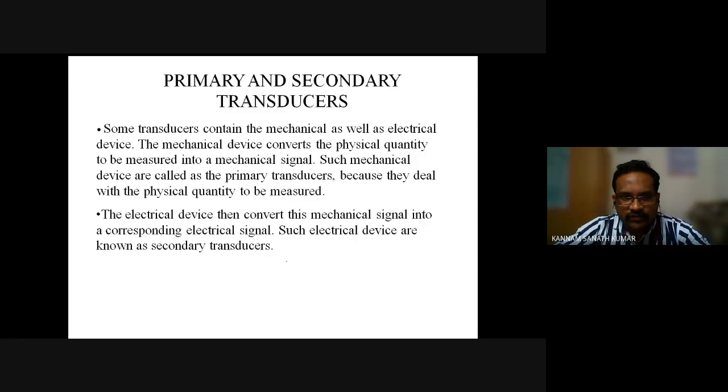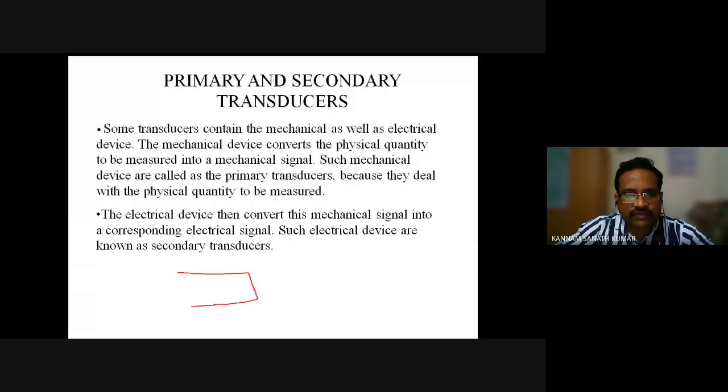So next, primary and secondary transducers. In some cases, one transducer acts as the primary transducer. You give a physical quantity to the primary transducer, and the output of the primary transducer is given to the secondary transducer.